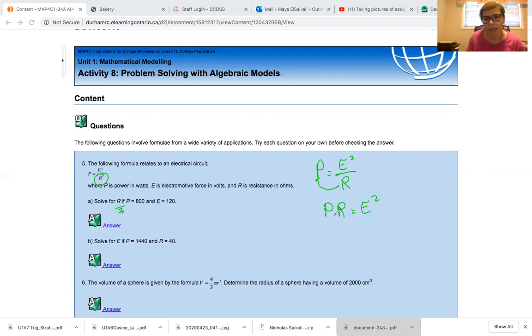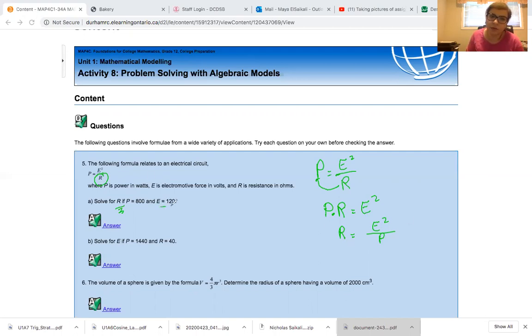Now what's happening here is that there is a multiplication between P and R. So what I need to do is bring the P back here. So now R is equal to E squared. The opposite of multiplication is division, so that's going to be E squared over P. So now I've isolated for R.